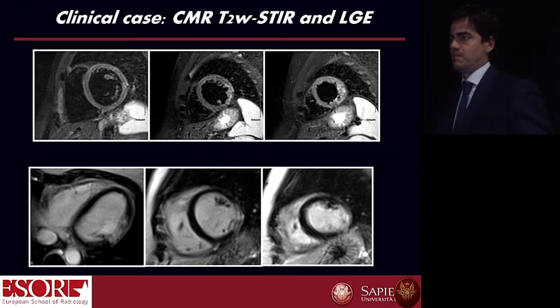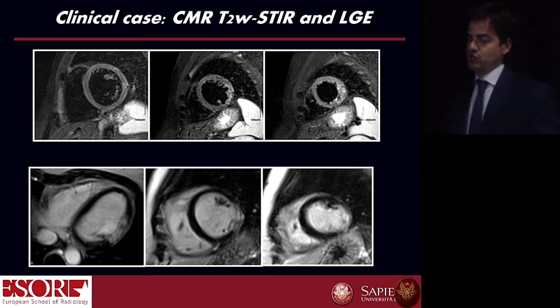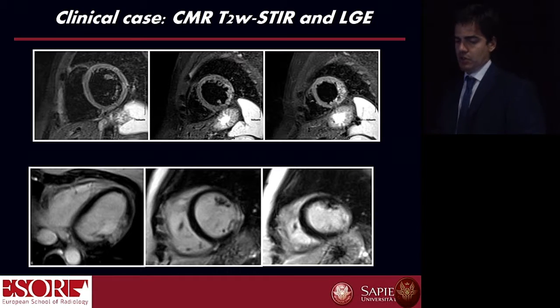the question is, ischemic or non-ischemic? I told you this lady had a suspected myocarditis, which was labeled as pericarditis. How to differentiate between ischemic versus non-ischemic involvement? Look at the images, look at subendocardial involvement, look at late enhancement, and tell me what's your idea.